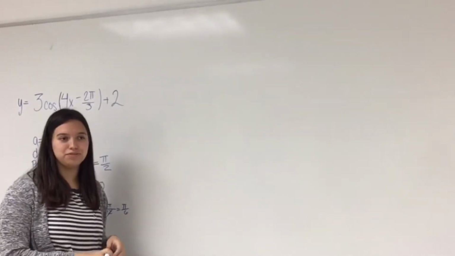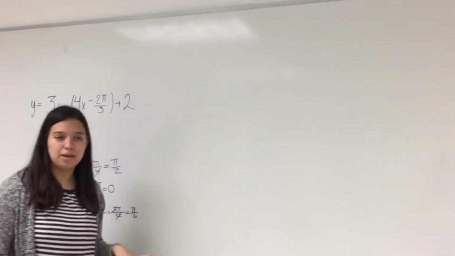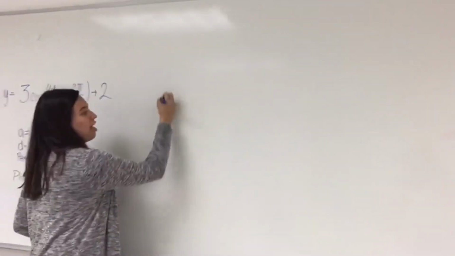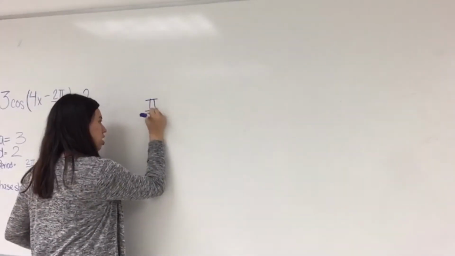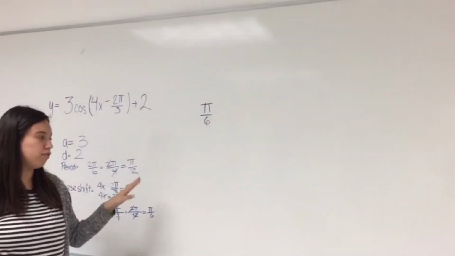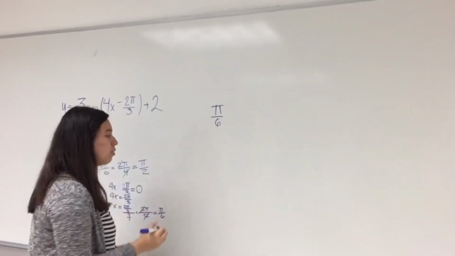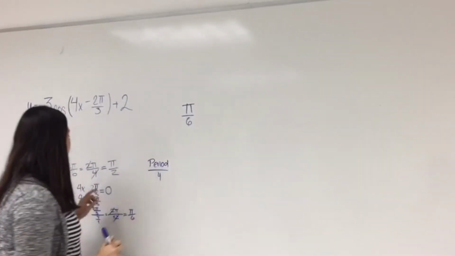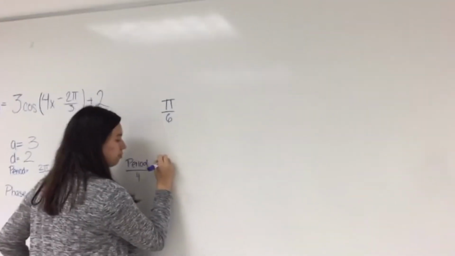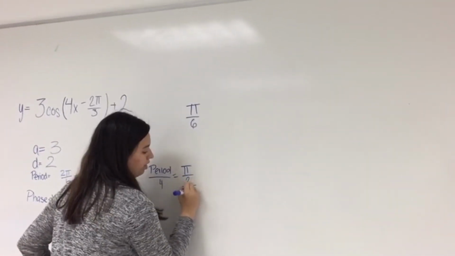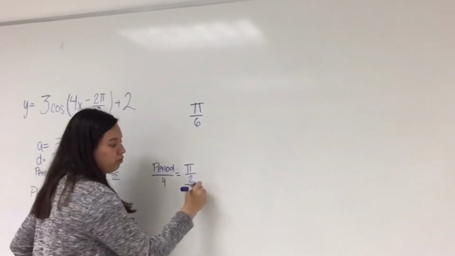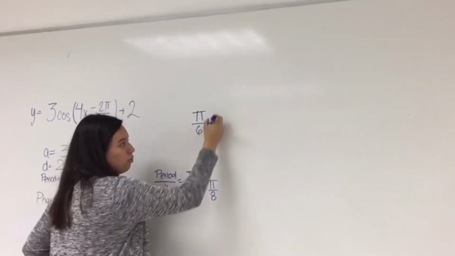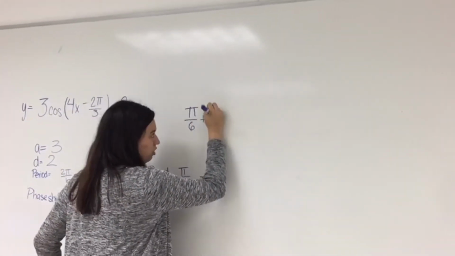The second step is to find the 5 points. For this step, we will use the phase shift, which is π over 6 as our first point. And in order to get the other 4 points, we will use a formula which is period over 4. So we will take the period, which is π over 2, and we will divide it by 4, and we will get π over 8. This π over 8 will be added to the phase shift.